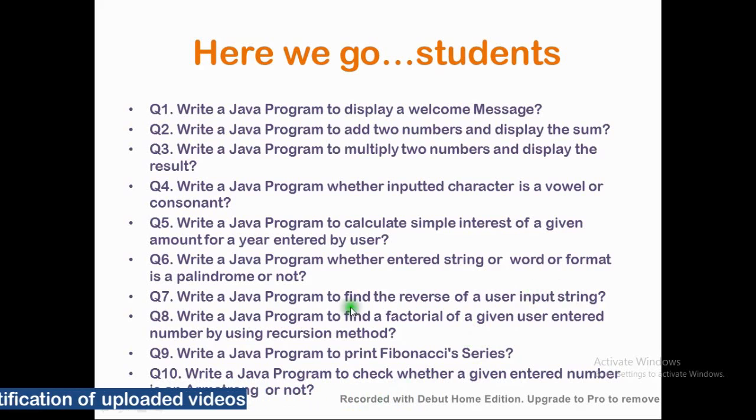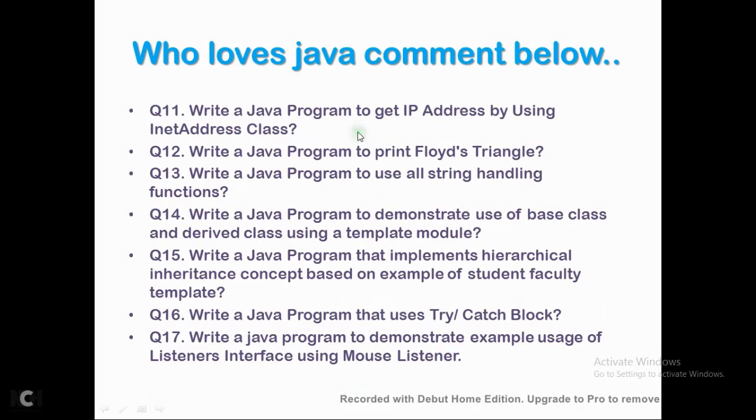Then reverse of a user input string: the string is given and you have to reverse it. Then factorial of a given number using the recursion method. Recursion is a very important concept in your theoretical part. If they ask about the recursion method or concept, you can jot down that factorial program, because it is a nice example for that. Then write a Java program for Fibonacci, that I told. Then a program to check whether an entered number is an Armstrong number or not. That is also an important concept.